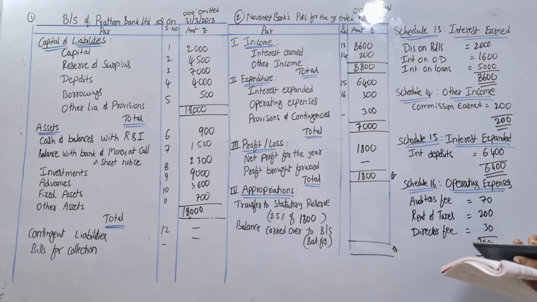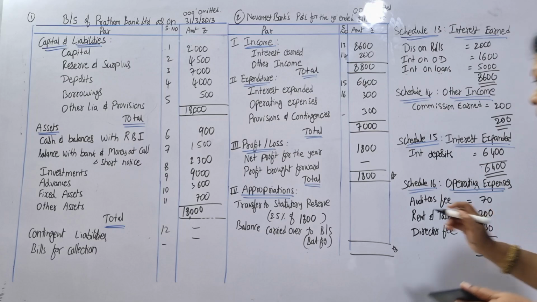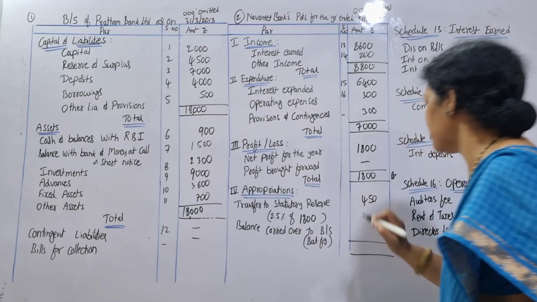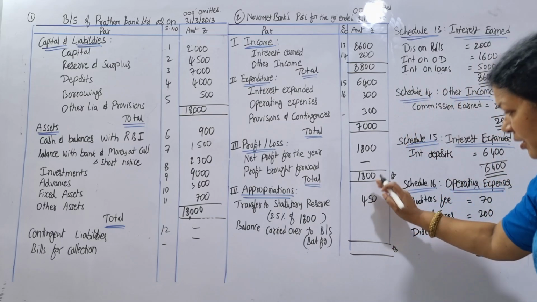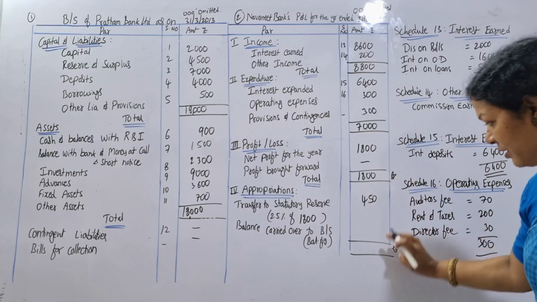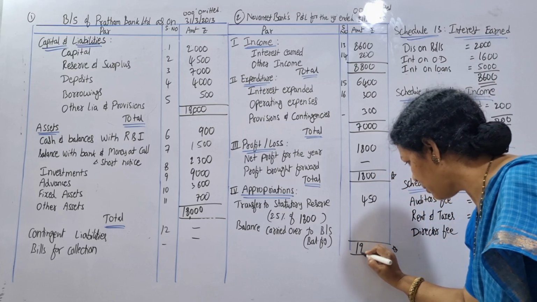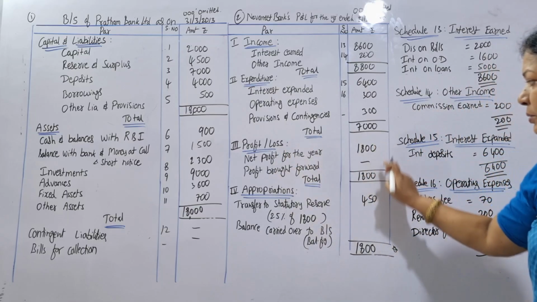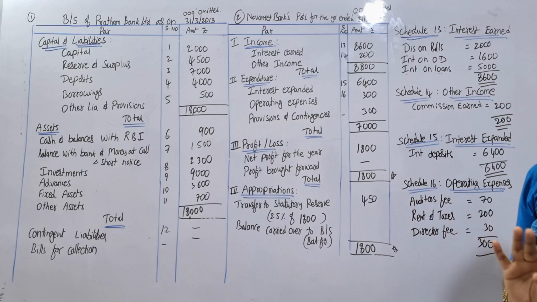1,800 into 25% comes to 450. So this 450 is transferred out of 1,800. You will write here the same amount, 1,800. Profit only you are going to write here. Total amount of the third column, whatever is there, the same amount you will write here.